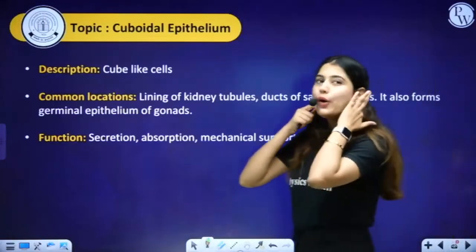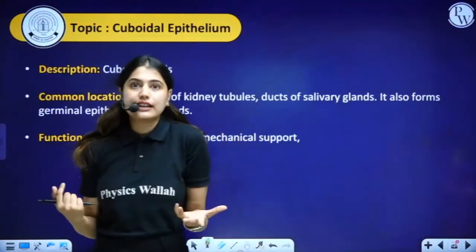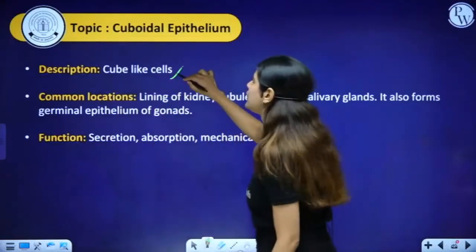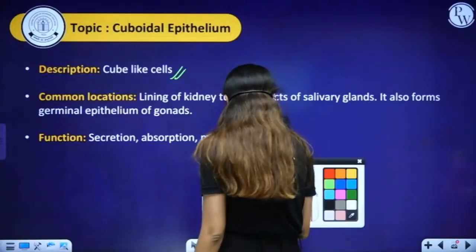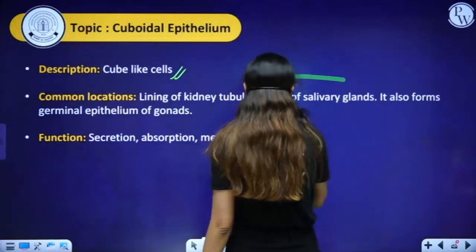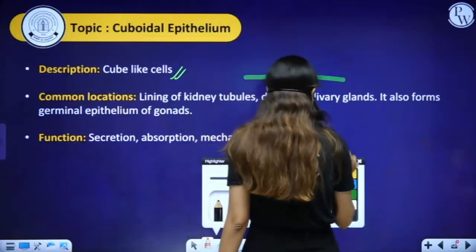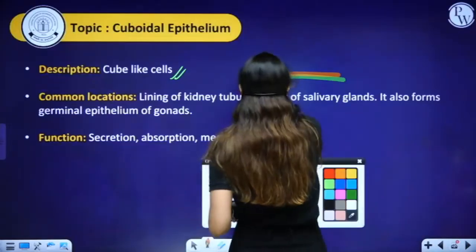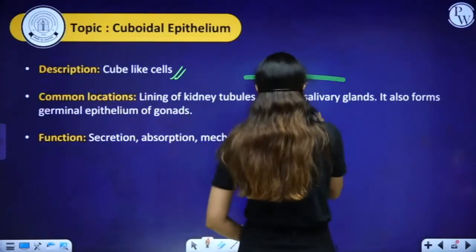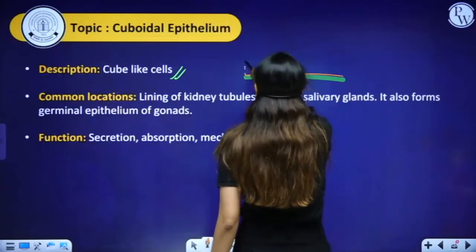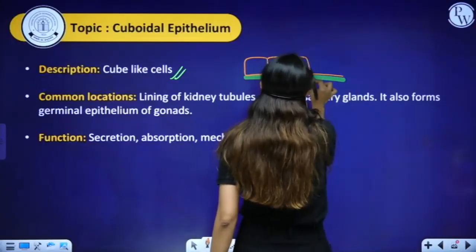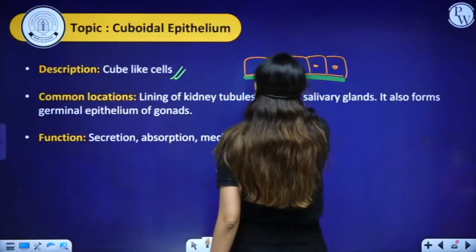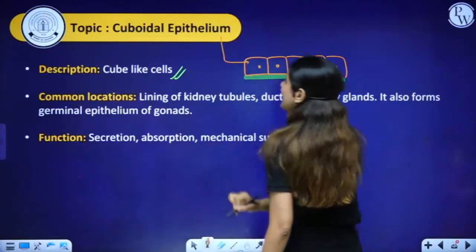That is cuboidal epithelium. Now cuboidal, the name itself says that it will have cube-like cells, right? So we have cube-like cells here. If we want to draw here, let's say this is my basement membrane, and over that we're going to have the cube-like cells, like this. This is the cuboidal epithelium.